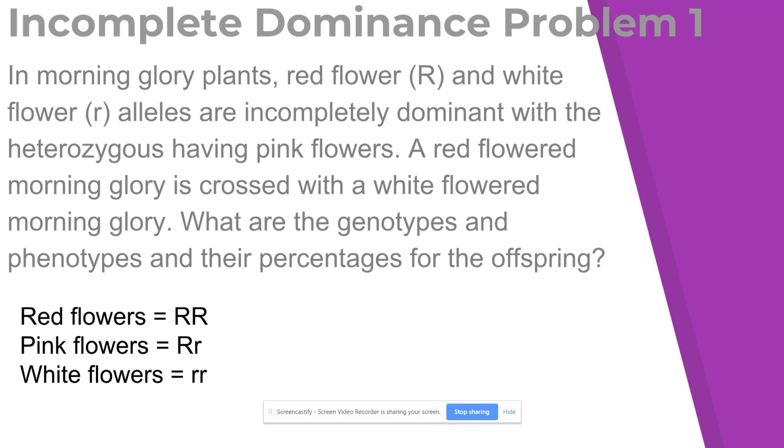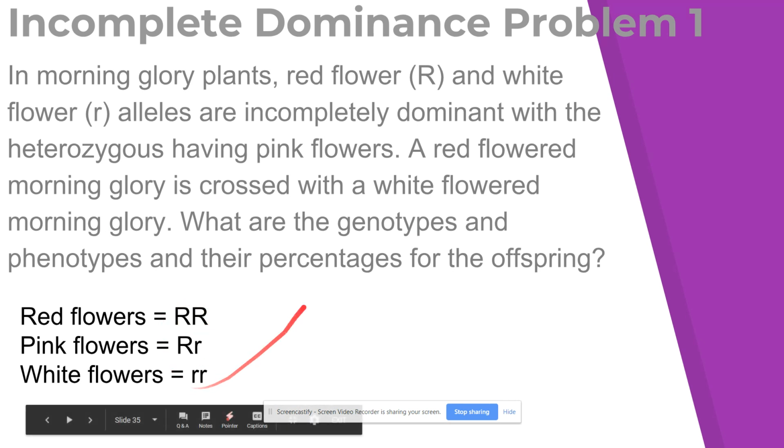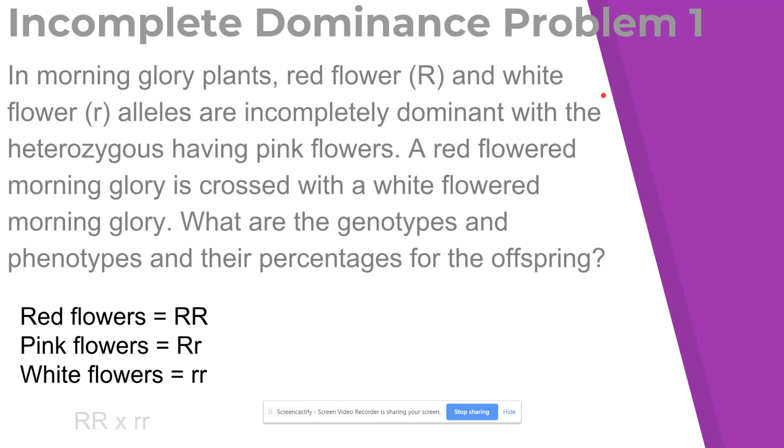Step 2 is the same. We are going to look at the second sentence here. A red flowered morning glory is crossed with a white flowered morning glory. So that means we are crossing a red flower, which is big R, big R, with a white flower, which is little r, little r, to get a cross of big R, big R by little r, little r.